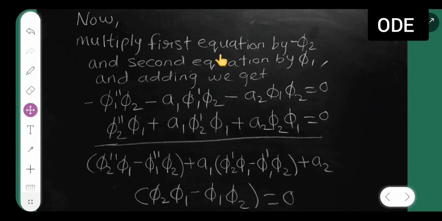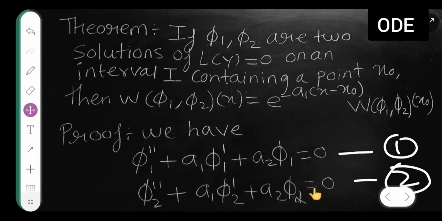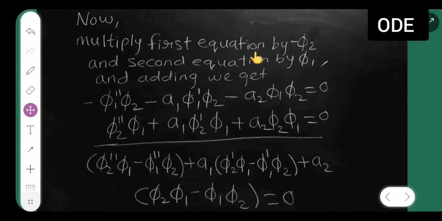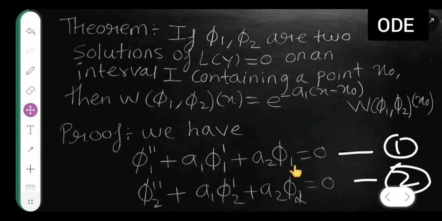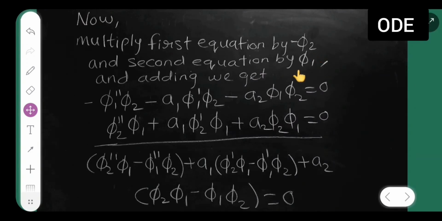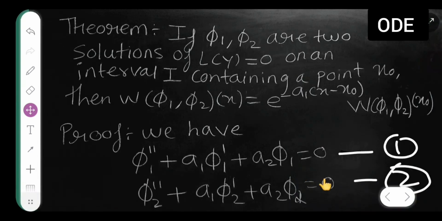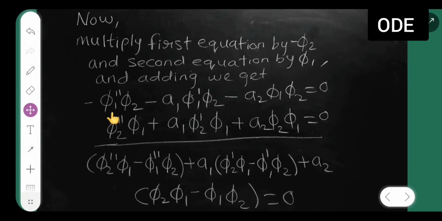Now you have to multiply the first equation, this is your first equation, so you have to multiply it by minus phi2, and equation 2 by phi1. So I have multiplied by minus phi2 for these two equations over here, and now I am adding it.